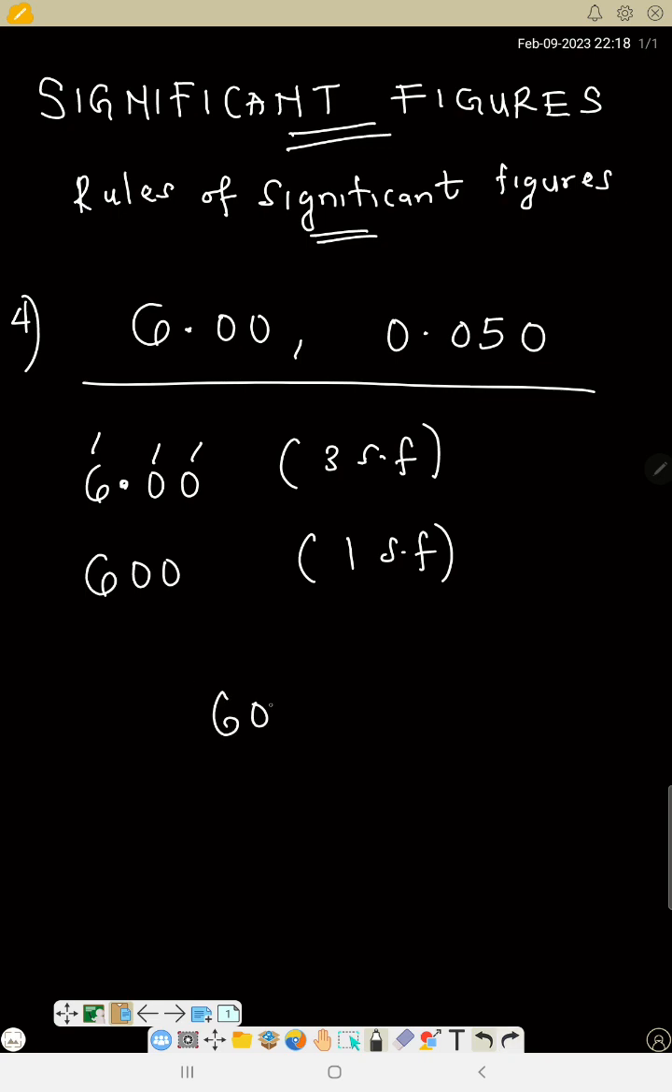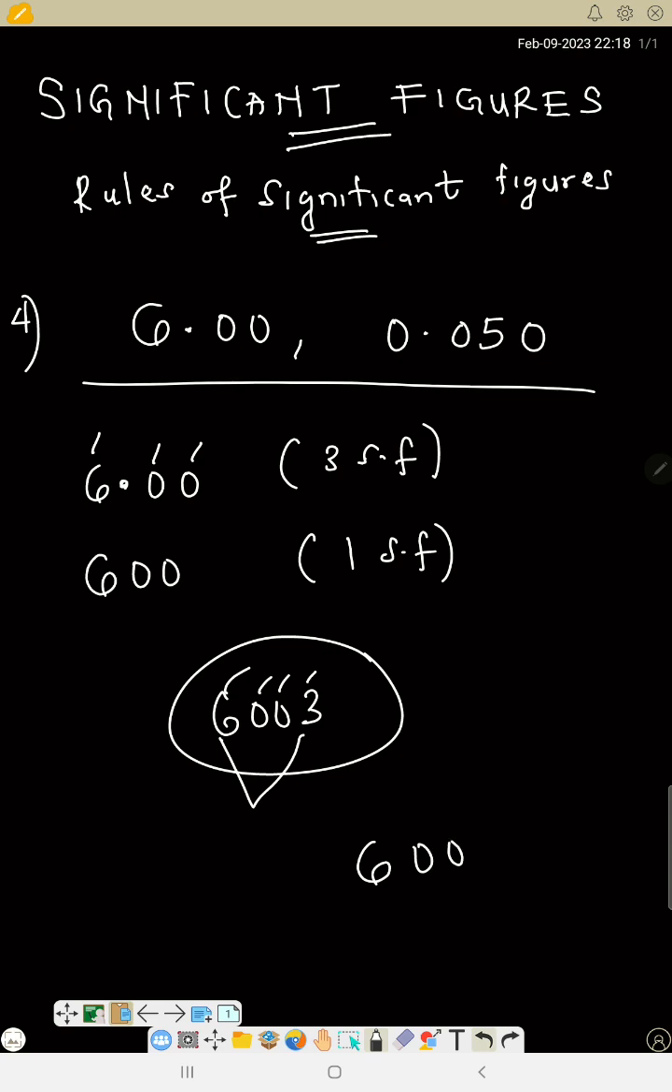But if it is 6003, immediately the zero is between numbers, you count it. This is 1, 2, 3, 4. But when there is no point, you don't count trailing zeros. But if there is a point like this, you must count. So this is 1, 2, 3. Take note. That's why we say for numbers with decimal points, zeros to the right of a non-zero digit are important. Non-zero digits are numbers that are not 0.